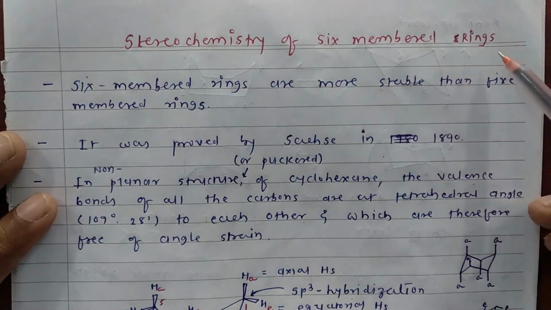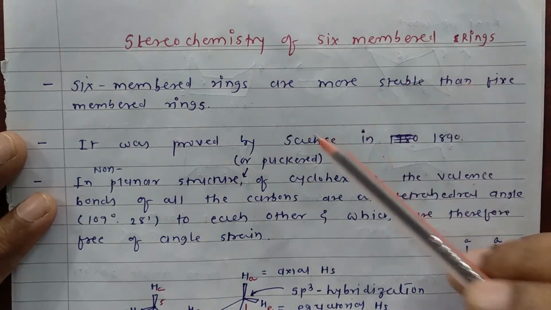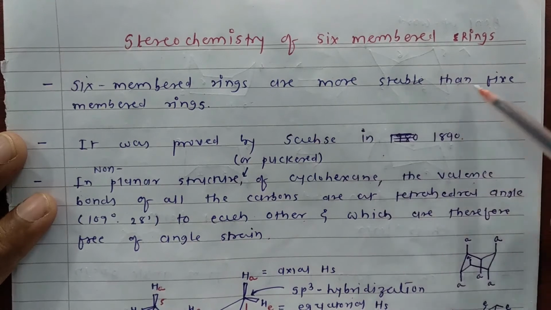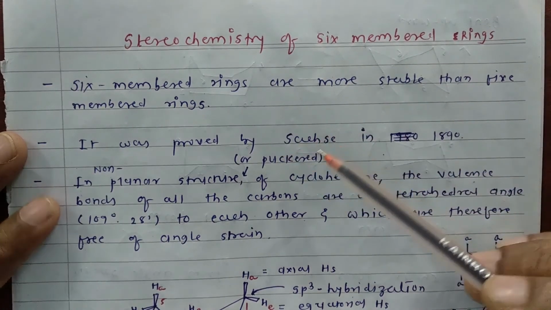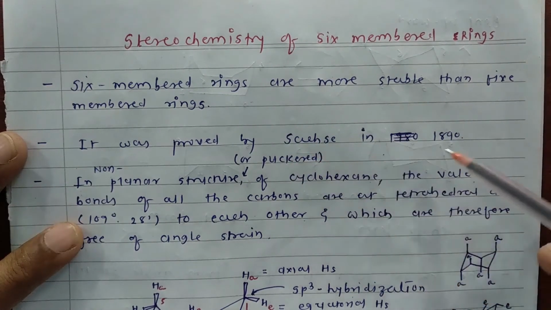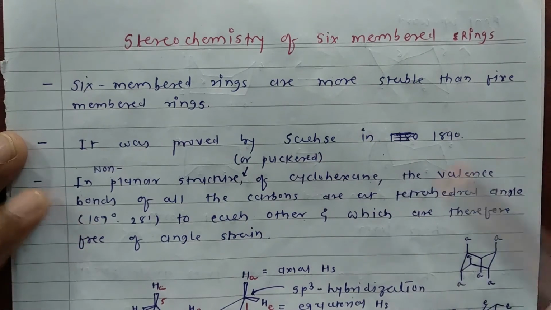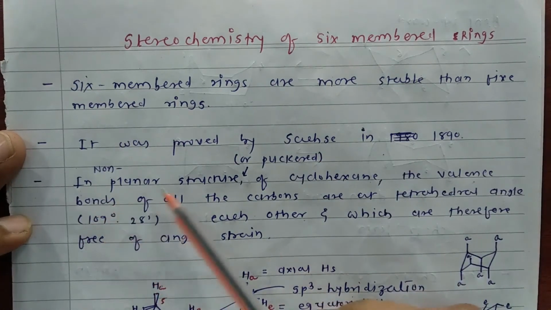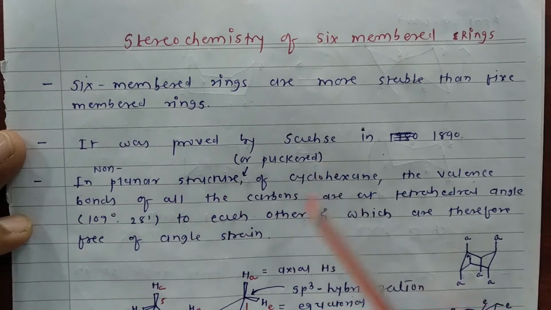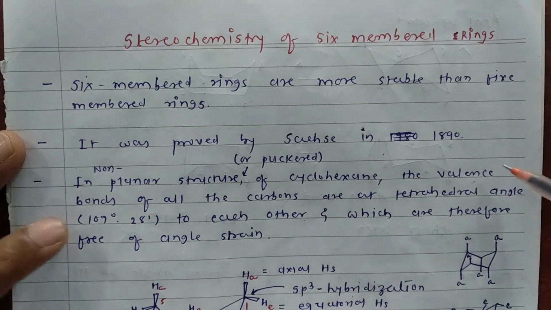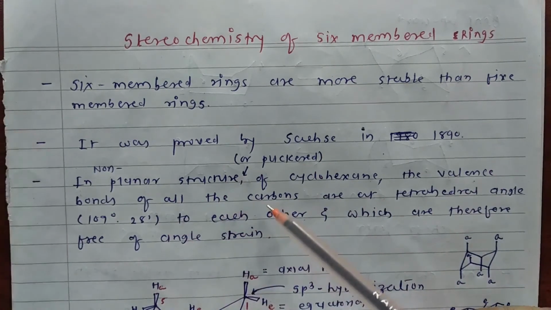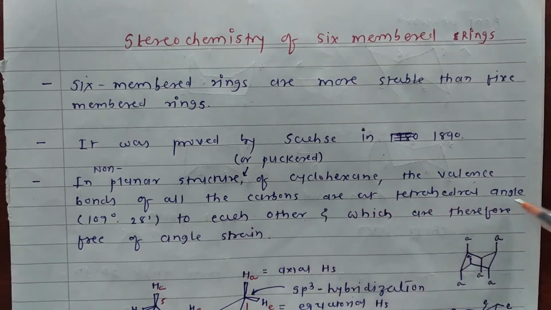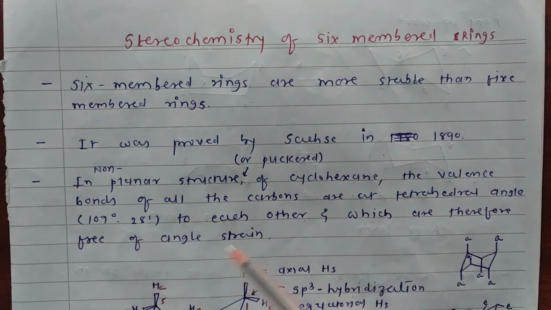Stereochemistry of 6-member rings. The 6-member rings are more stable than 5-member rings. It was proved by Sachse in 1890. In the non-planar or Sachse-Mohr structure of cyclohexane, the valence bonds of all carbons are at the tetrahedral angle, that means 109 degrees 28 minutes to each other, and which are therefore free of angle strain.